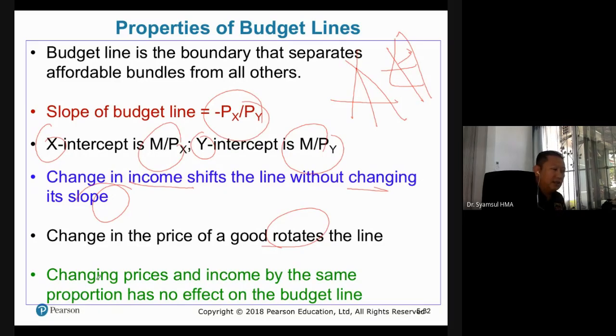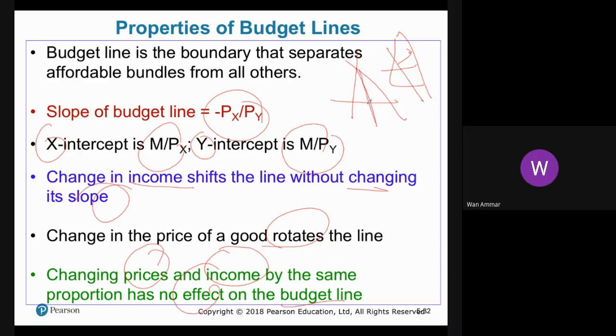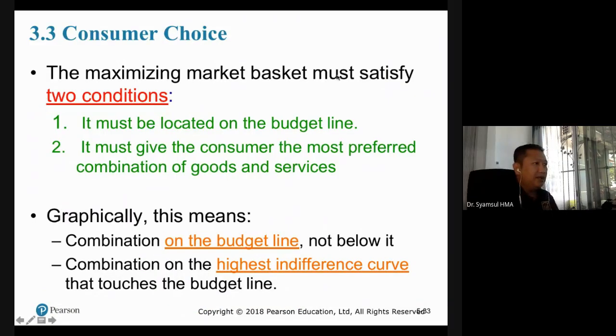All right. Changing price and income in the same proportion has no effect on the budget line. If the change in price and the change in income are the same amount, the line stays the same. Right. Okay, now you understand.